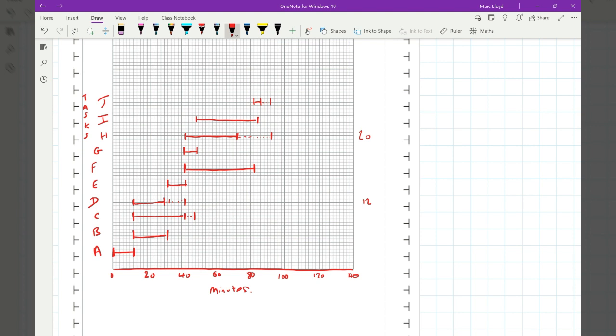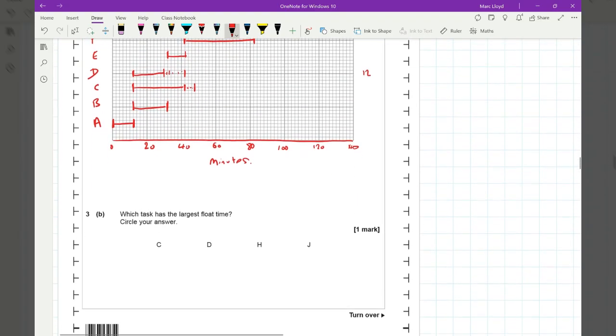And K is at 84. Length of time is 8, so 84 plus 8 is 92: 86, 88, 90, 92. No wriggle room. And then L starts at 92. Length of time is 12 minutes, so 92 plus 12 is 104, with no wriggle room. There we are. That's my Gantt chart done.